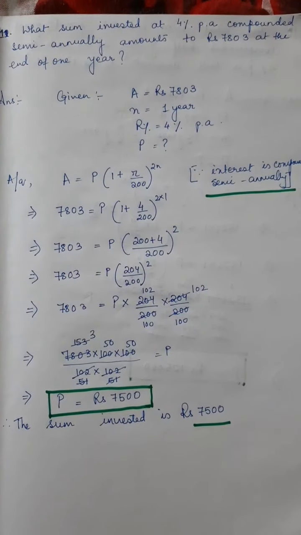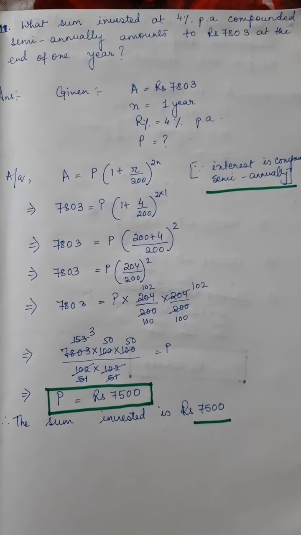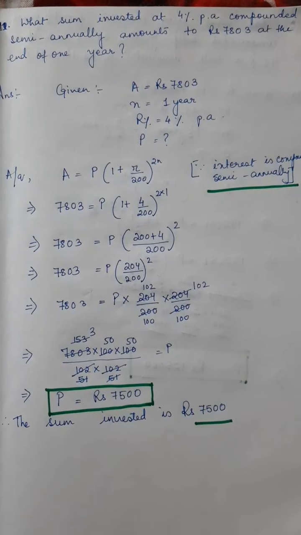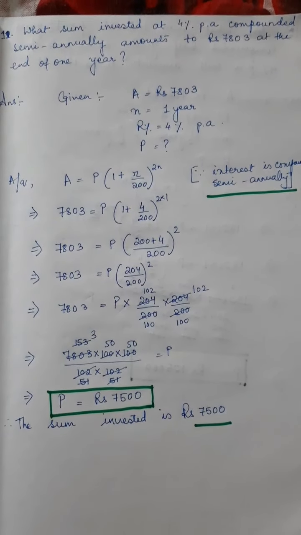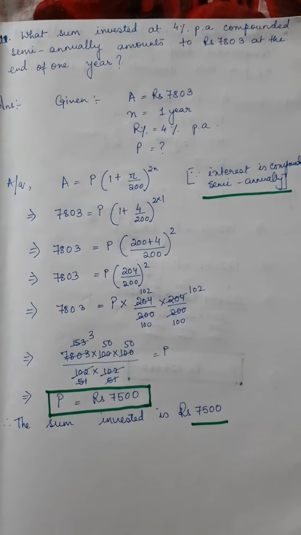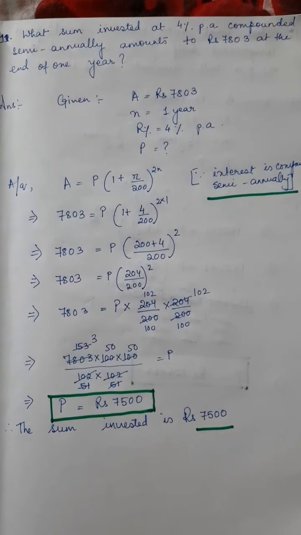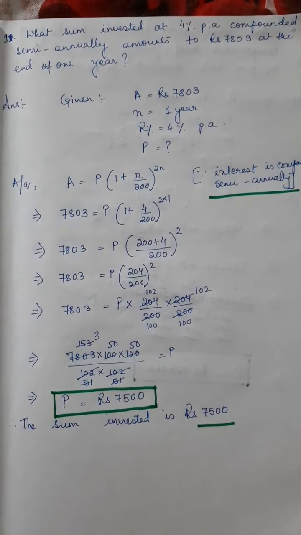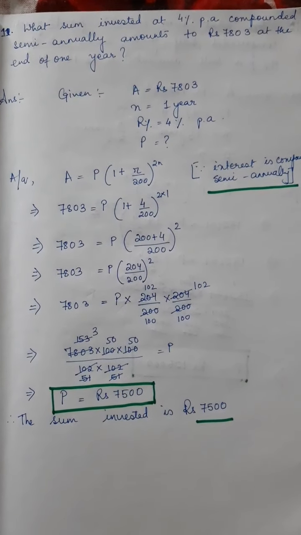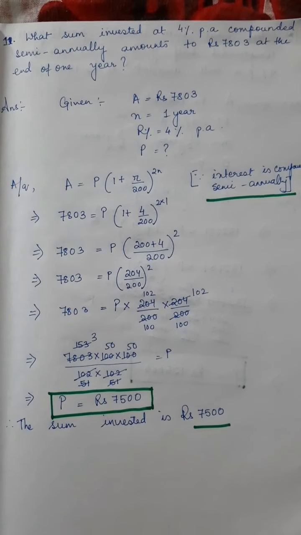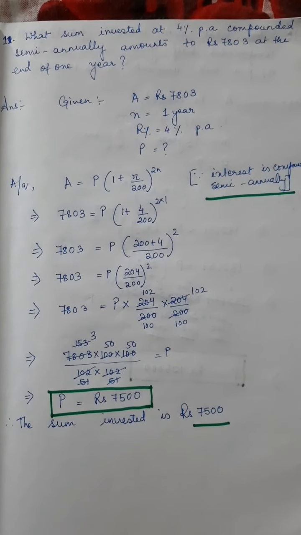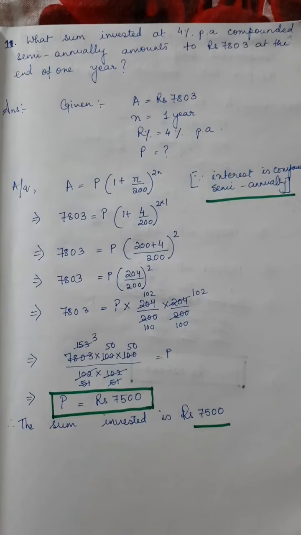Now, what is given in the question? Let me write down first. Rate percent given is 4%, time is given as 1 year, and amount is given as 7803. Now, how will you understand from the question that amount is given or principal is given? See the question. What sum? That means the principal is not given. Invested at 4%, compounded semi-annually amounts to rupees 7803.